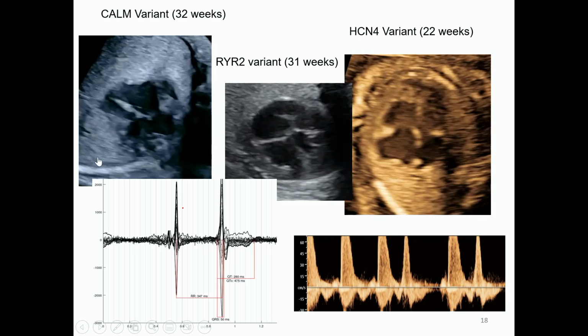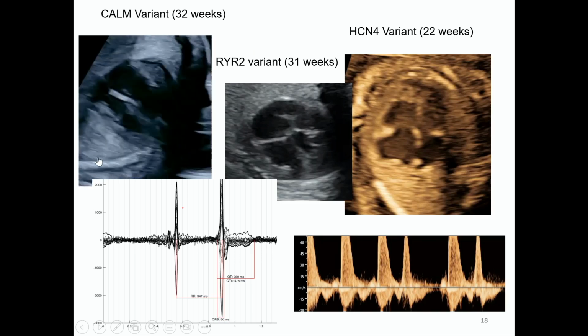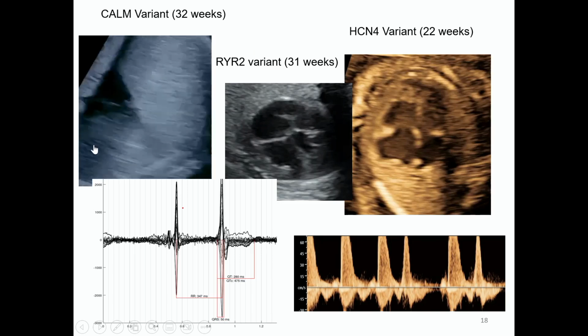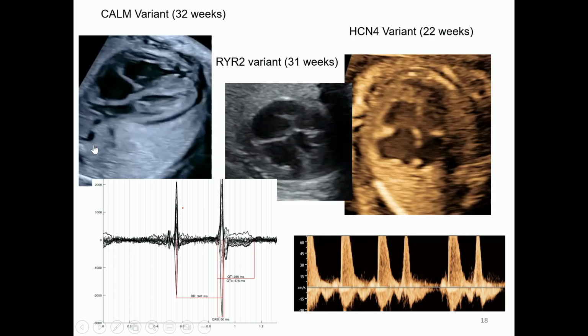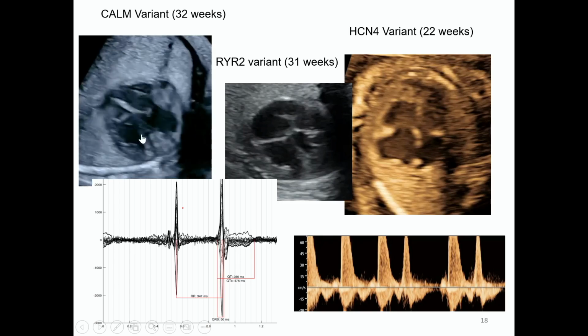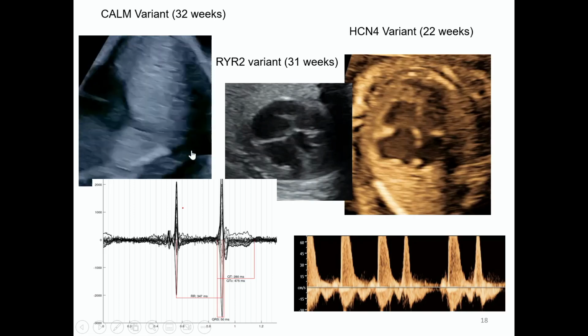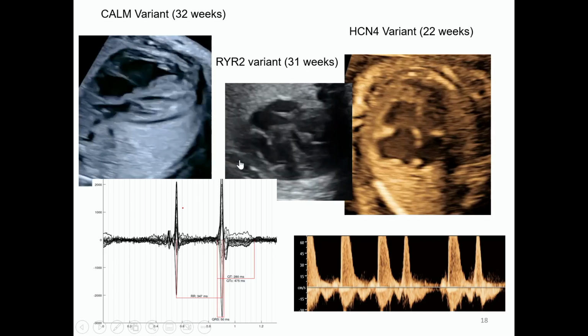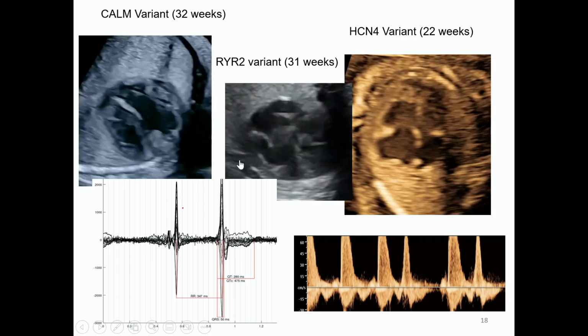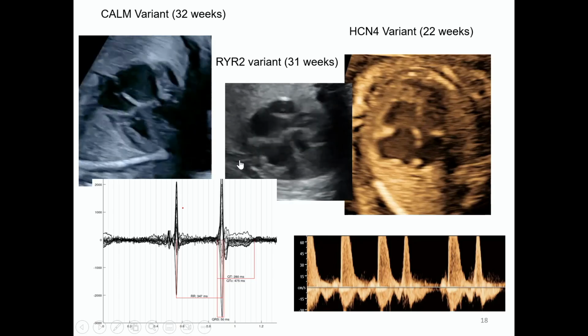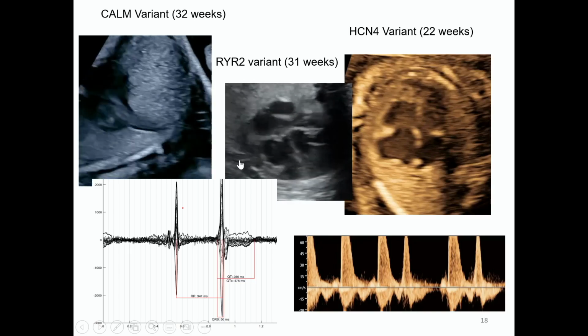So just some kind of nice pictures of these different patients. This is a patient with a long QT mutation called a CALM mutation, calmodulin mutation. And you can see that that ventricle doesn't look completely normal. A lot of these patients seem to have some sort of hypertrophy, maybe not non-compaction, but they do seem to have some kind of hypertrophy.